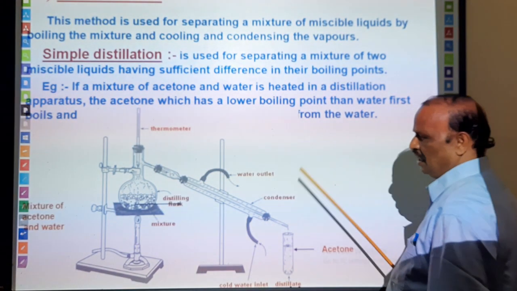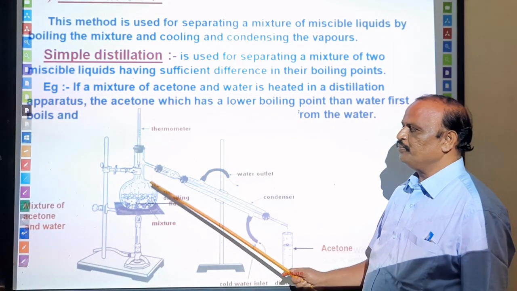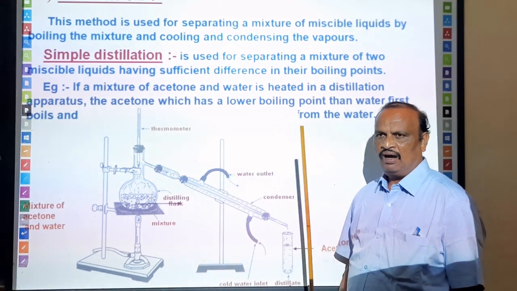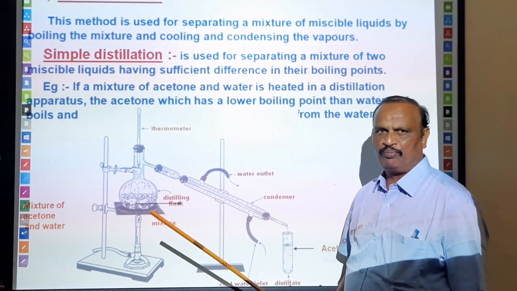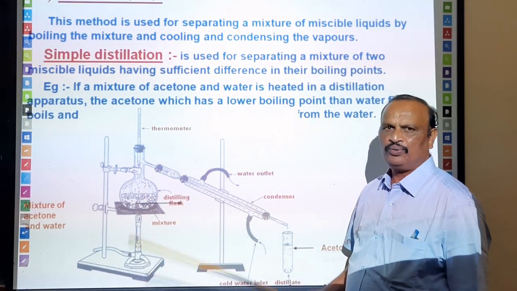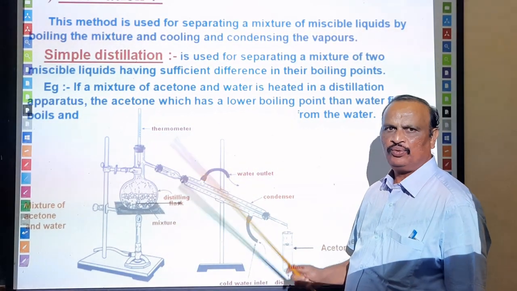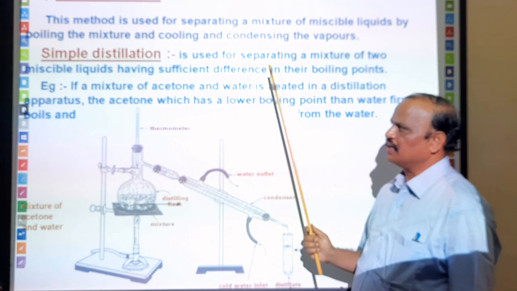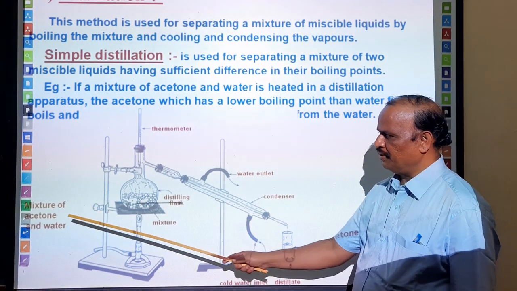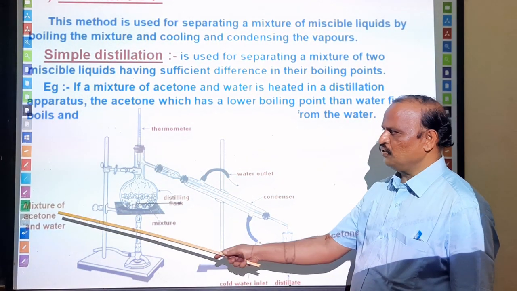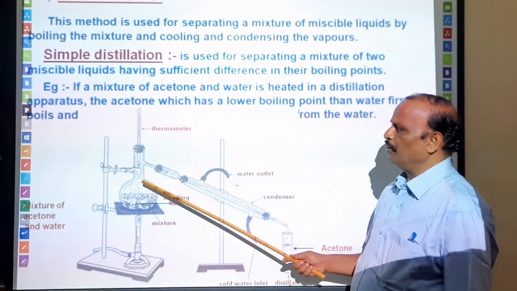Heat that mixture with the help of a burner. The experimental setup will be like this. All liquids have their fixed boiling points. When they reach their particular boiling point, they are going to separate from each other and convert into vapor form. Then the vapors are collected and cooled to get the liquid form. Say, for example, acetone and water are there. Acetone has a low boiling point. So when we heat it, acetone gets vaporized first.